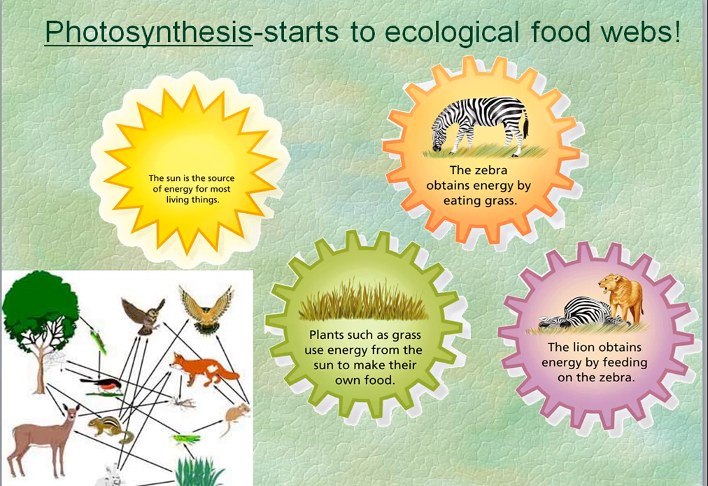Photosynthesis starts ecological food webs. The sun is the source of energy for most living things. The zebra obtains energy by eating grass. The lion obtains energy by feeding on the zebra. Plants such as grass use energy from the sun to make their own food.